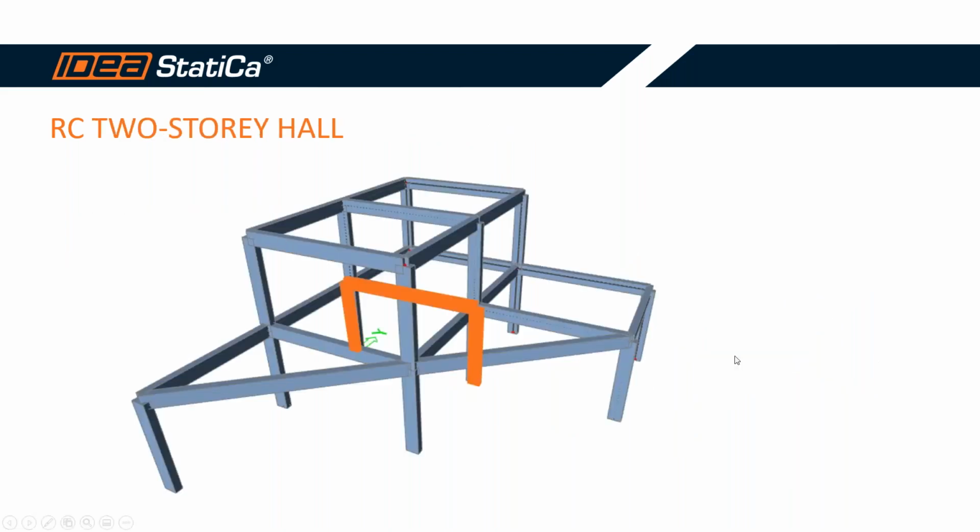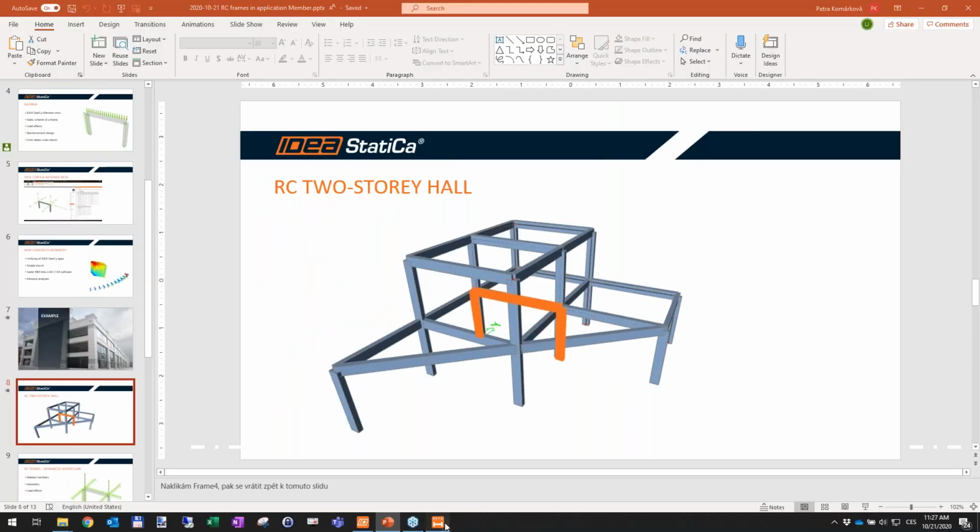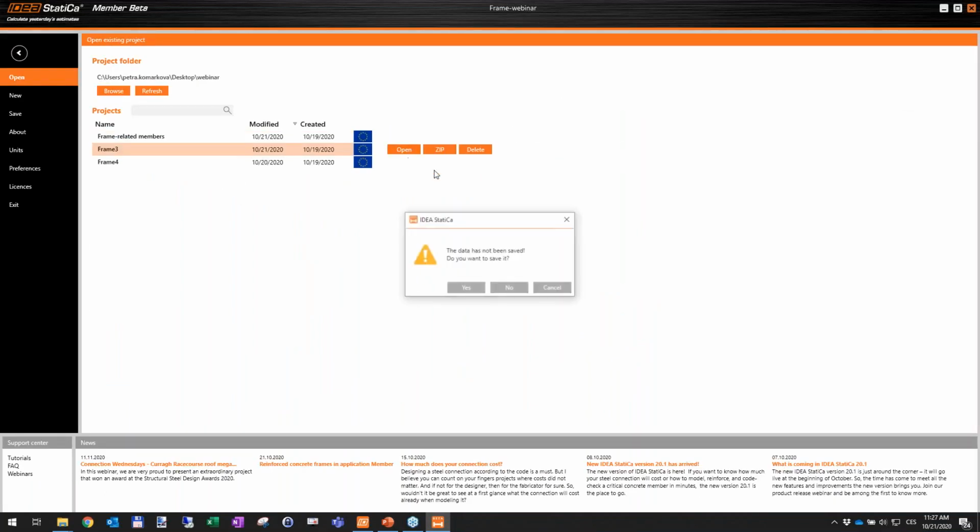I will go back here to the global model of this two-story hall structure, and I would like to explain the meaning of the related members. If we have this reinforced concrete frame, we would like to take into account the constraints of these related members. Why do it? Because by that we can capture more realistic behavior of the structure and substitute the missing part of the structure, because in the model we have only this frame. So in a minute I will show you how to model and subject these related members to load effects.